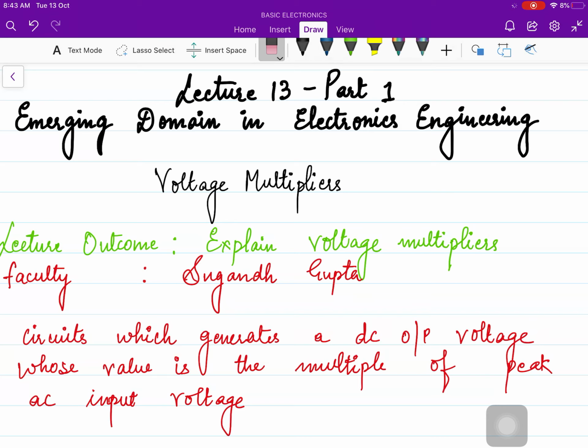So I have divided this lecture 13 into two parts, that is part 1 and part 2. In the second part we will be studying the two terminal devices like LED, LCD and all. So in this part we will study the voltage multipliers.